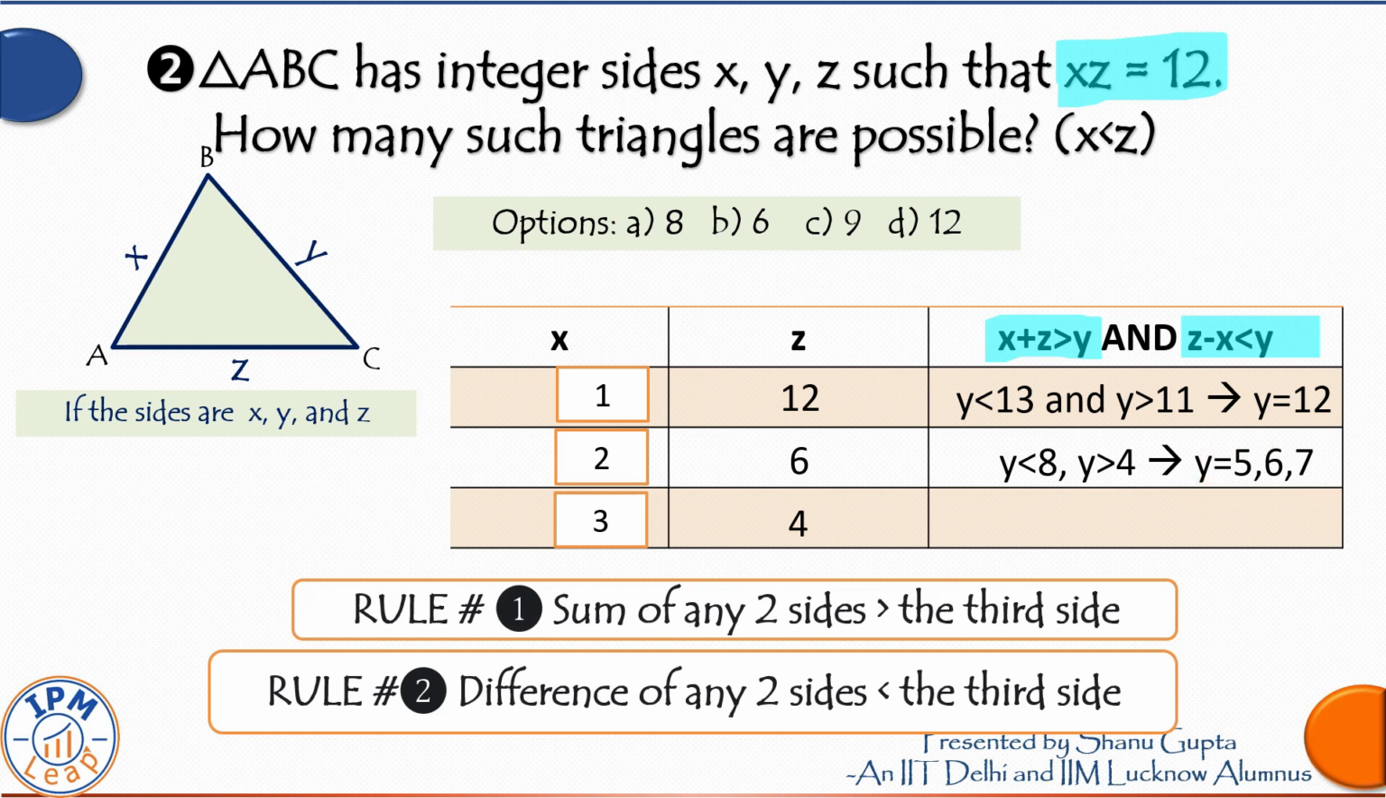And the last case is, for x is equal to 3, z is equal to 4, rule number 1 gives us y less than 7 and rule number 2 gives us y greater than 1, which means y can take values 2, 3, 4, 5 and 6. There are a total of 9 possibilities, so option C is the correct answer.